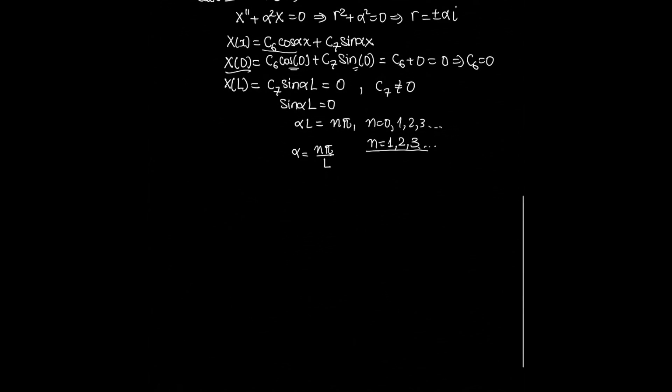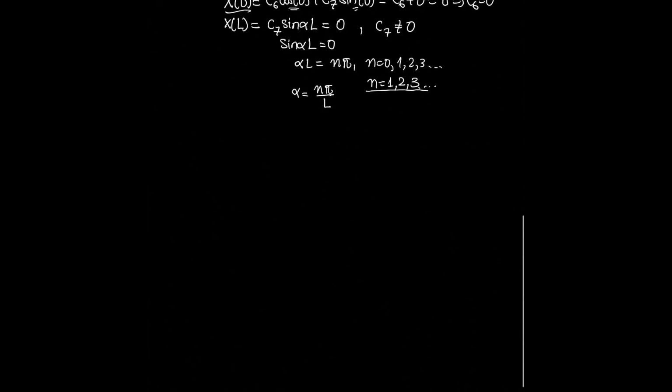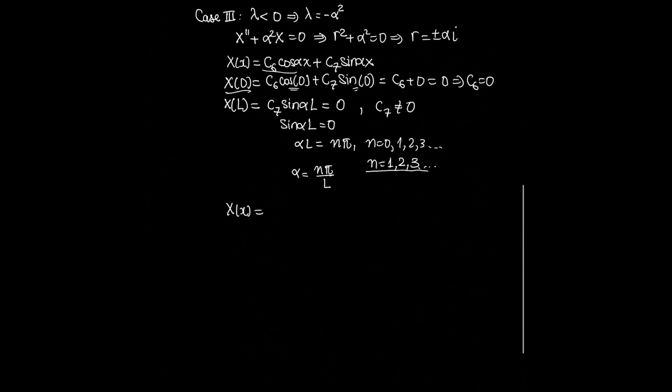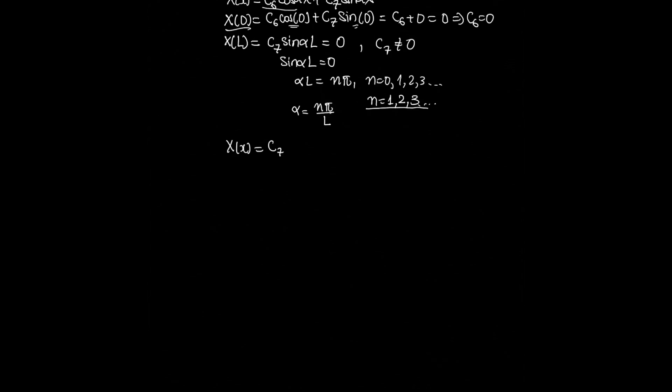That's your alpha. Then I take this: x equal to L gives 0, equal to C7 sine of alpha, n pi over L times x, for n equal to 1, 2, 3, and so on. Because if you put n equal to 0, x just gives you 0. So it's just a 0, and we don't need that solution now. We need n equal to 1, 2, and 3.